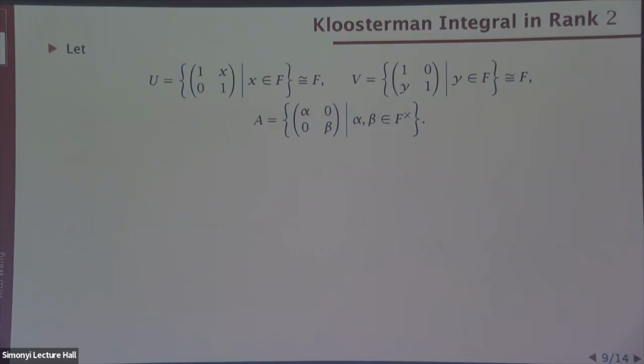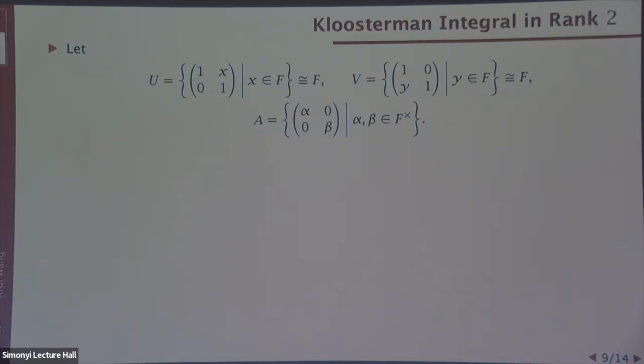And then we have these matrix groups. So U and V are upper triangular and lower triangular matrices. Because it's 2x2, U is basically just one parameter X, and V is one parameter Y. As said, the additive groups are just isomorphic to the additive group of F.